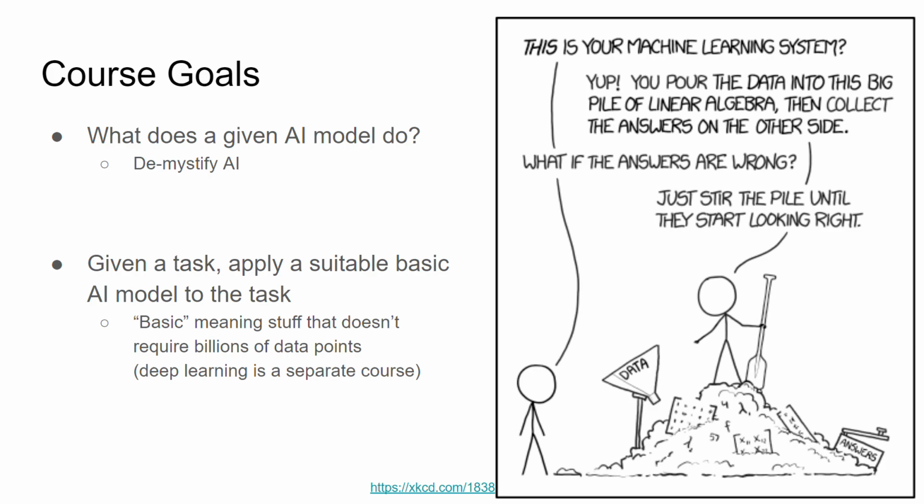But I want to demystify this process of what's going on inside the standard AI models that are currently being used. Also, I want by the end of this course for you to be able to, given a task, at least apply suitable basic AI models to it. What I mean by basic: a lot of modern AI requires billions of data points. The modern large language models are just trained on all the text on the internet. Actually doing that requires a lot more specialized technical skills, and is outside of the scope of this course.